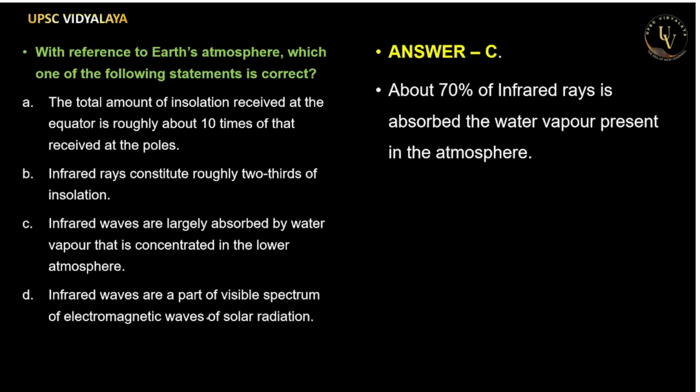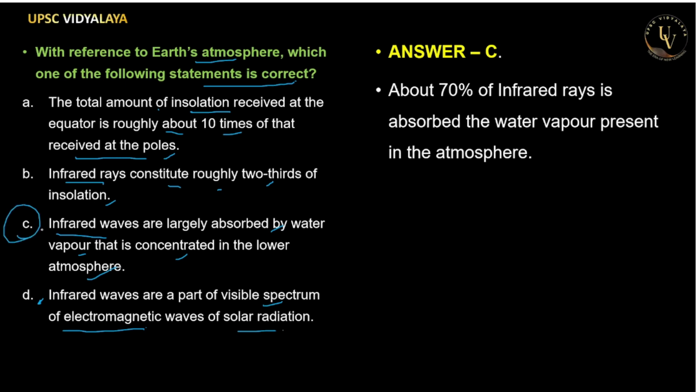Right. So next, the question. With reference to Earth's atmosphere, which one of the following statements is correct? The total amount of insolation received at the equator is roughly about 10 times that received at the poles. ये heat budget के बारे में बात कर रहे हैं. Infrared rays constitute roughly 2/3 of insolation. The third option is infrared waves are largely absorbed by water vapor that is concentrated in the lower atmosphere. And the final, D, infrared waves are part of the visible spectrum of electromagnetic waves of solar radiation. So what is the answer for this?